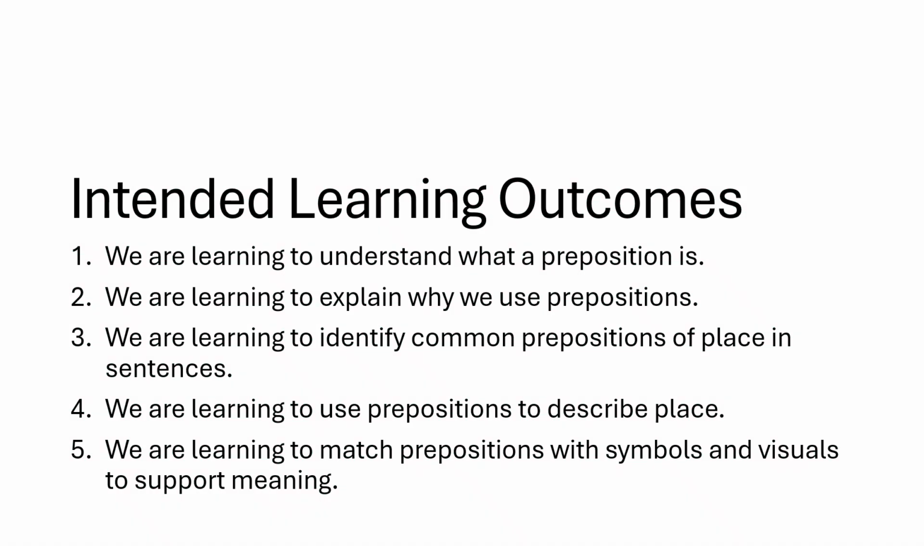There are 5 intended learning outcomes to achieve by the end of the lesson. 1. We are learning to understand what a preposition is. 2. We are learning to explain why we use prepositions. 3. We are learning to identify common prepositions of place in sentences. 4. We are learning to use prepositions to describe place. 5. We are learning to match prepositions with symbols and visuals to support meaning.